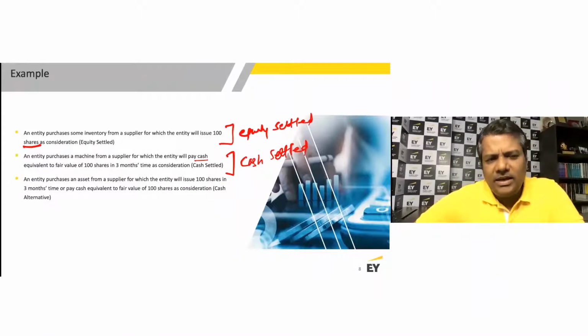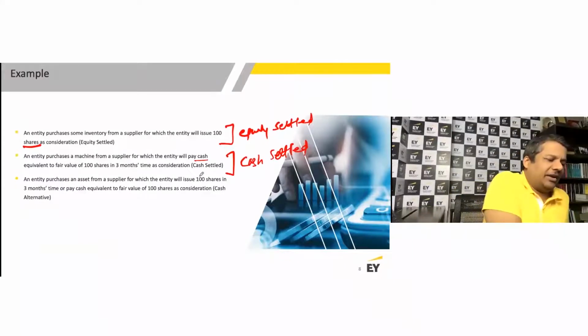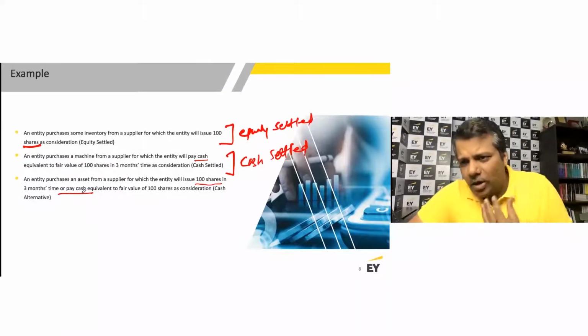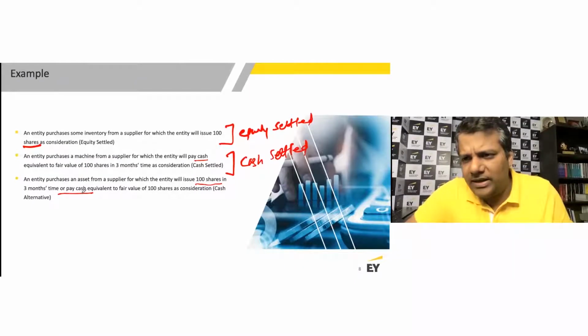Now an entity purchases an asset from a supplier, for which the entity will issue 100 shares in 3 months' time, or pay cash. Now that's an alternative arrangement. I may give you shares, or I may pay cash. That's a choice. The choice is in whose control? That's very important for you to get the accounting right.